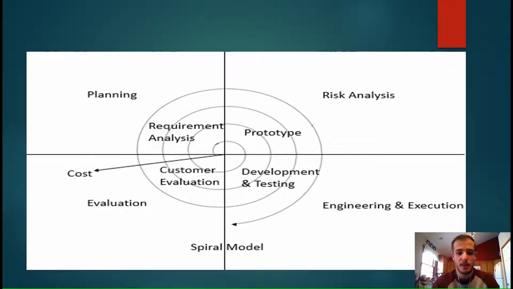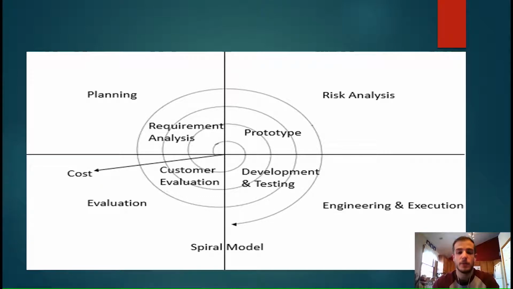And here is a diagram for the spiral model. So as you can see, we do have the planning in the top left, which is the requirement analysis. Then we have the risk analysis where the prototyping and designing are. And then the bottom right is the engineering and execution. And then the bottom left is the customer evaluation.